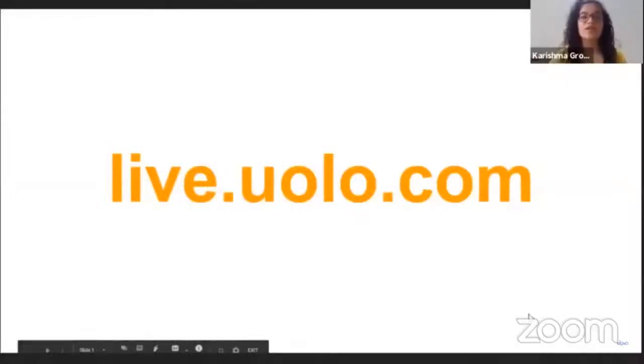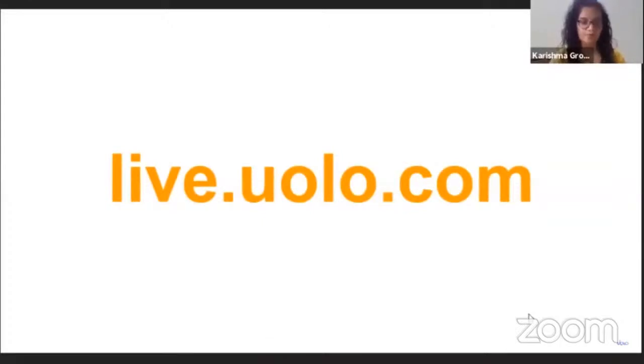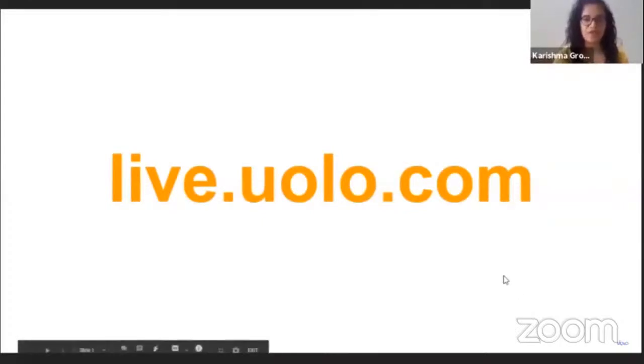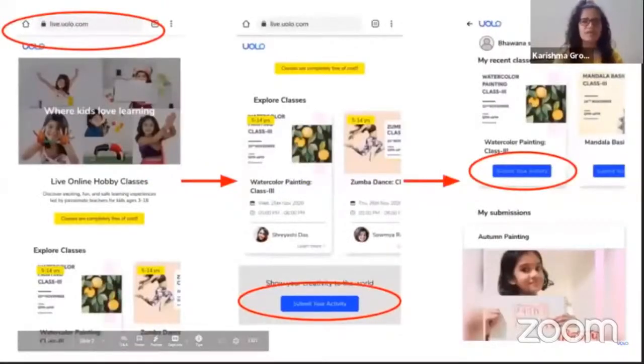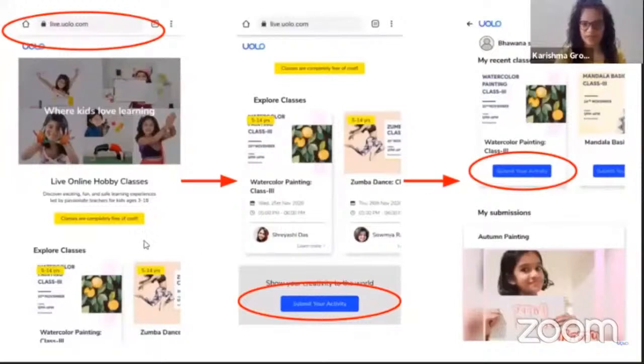So what we are going to do is learn the process of submitting these images. Shall we start so that all of you can submit it? Okay, so I'm going to take you through the process of submission. Where will you log in? You'll have to log into live.uolo.com. Once you go to that site, you will find our weekly schedule.